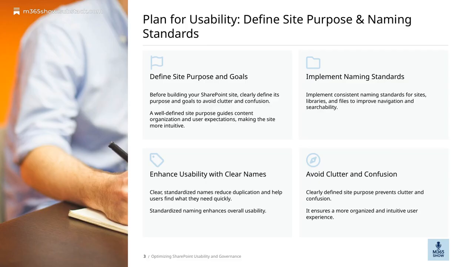Now, to support that, we need clear and standardized names for sites, libraries, and files. Using consistent naming conventions reduces duplication and makes it much easier for users to find what they need quickly. Think of it this way: standardized names really boost overall usability and make navigation smoother. Implementing these naming standards isn't just about aesthetics. It directly improves how users search and move through the site.